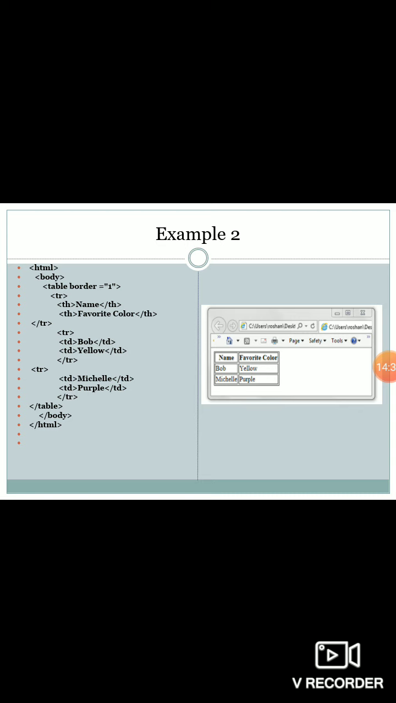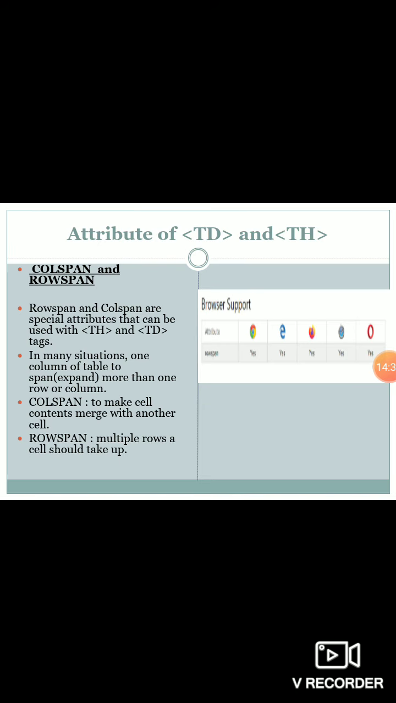Now there are two more attributes which we can use with the td and th tag. The names are colspan and rowspan. Span is nothing but expanding something. So what do you want to expand, either you can expand the column or the row. Expand means, if I want to merge the rows and the columns, then I can use the colspan and rowspan attributes. Both are special attributes that can be used with the th and td tags only.